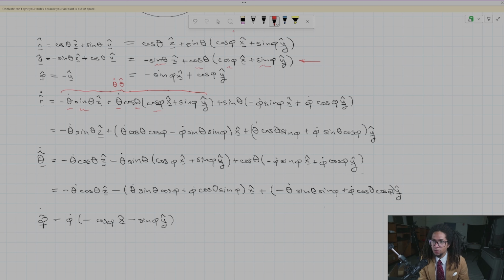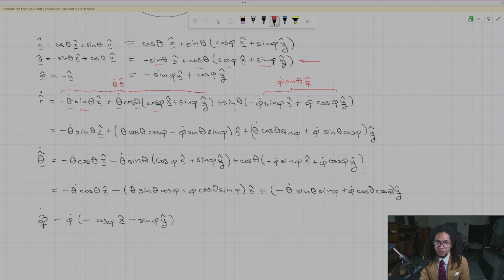Now over here, do we see anything similar? Well, we have a minus sine phi x hat plus cos phi y hat, but then times a phi hat sine theta. So this is actually just phi dot sine theta times phi hat. Good. Let's try and remember that.